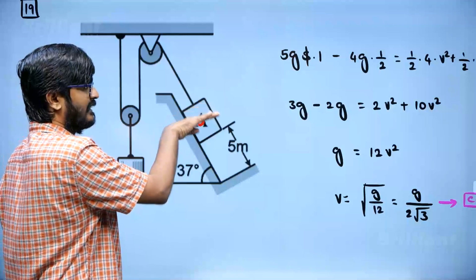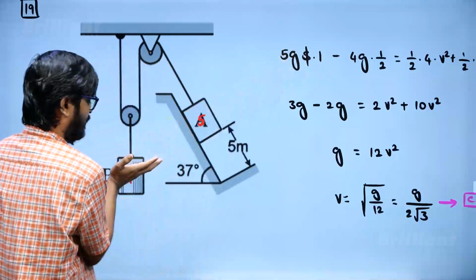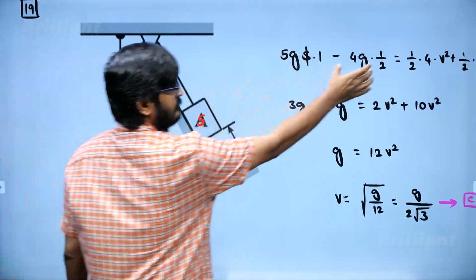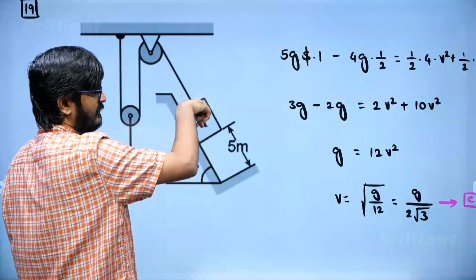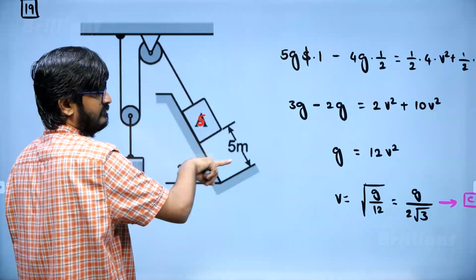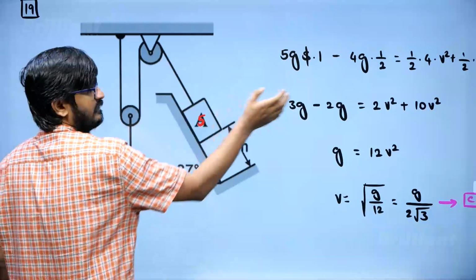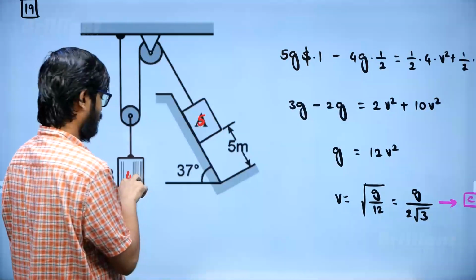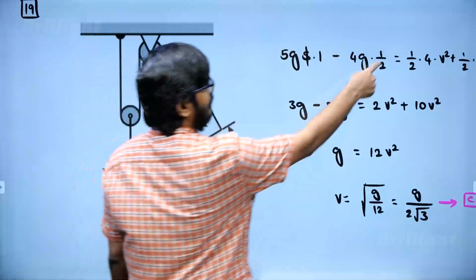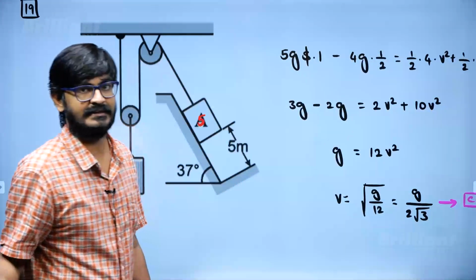So work done by gravity on this is positive, and work done on this by gravity is negative. What is the work done by gravity on this? 5g sin theta into 1, that is positive work done, minus negative work done, 4g into half, its weight is 4g, right? This is the total work done by gravity, that equals the change in kinetic energy of the system.